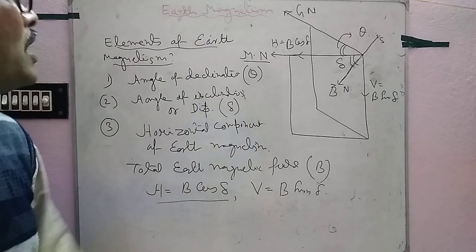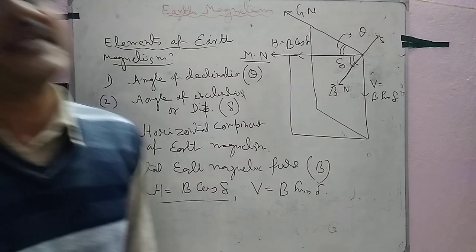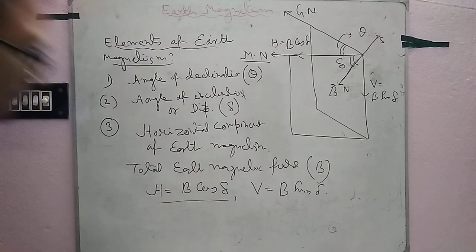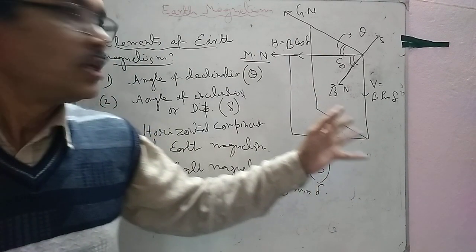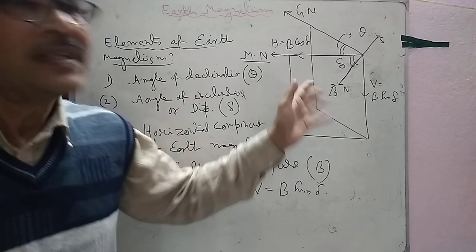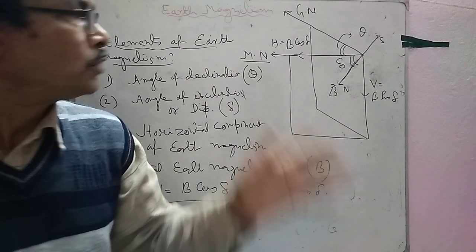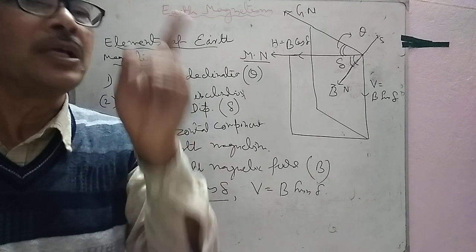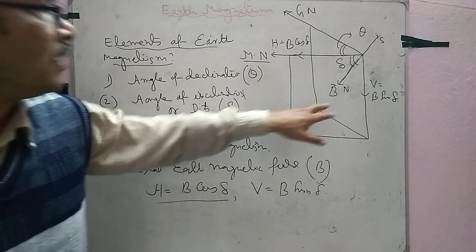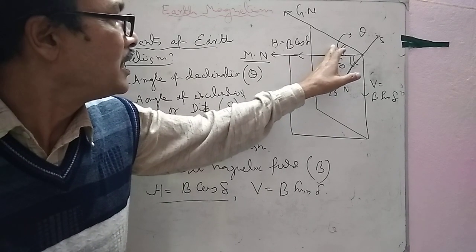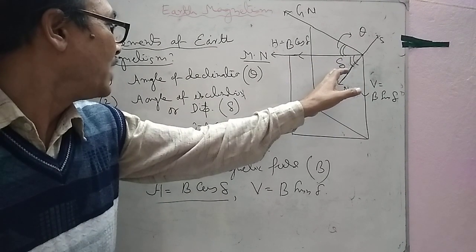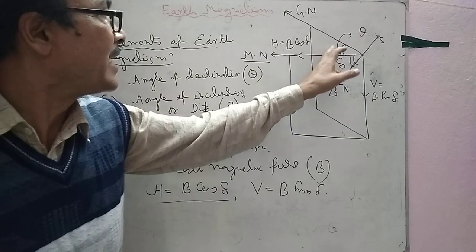These are the 3 elements of earth magnetism. Clear? So in the same figure, the 3 elements are indicated. This type of question may arise. Just draw one figure and indicate the 3 elements. Now, this is the horizontal component, this is the angle of dip or angle of inclination, and this is the angle of declination.